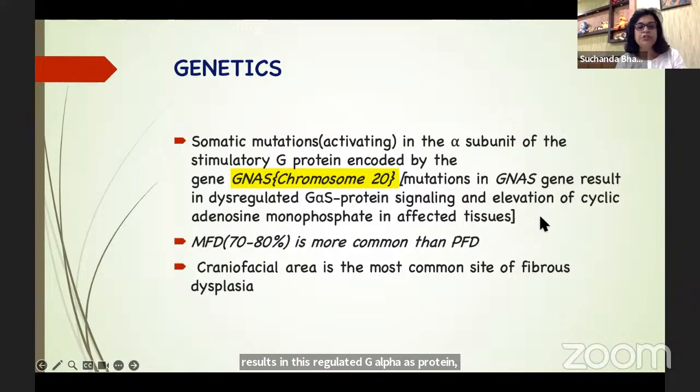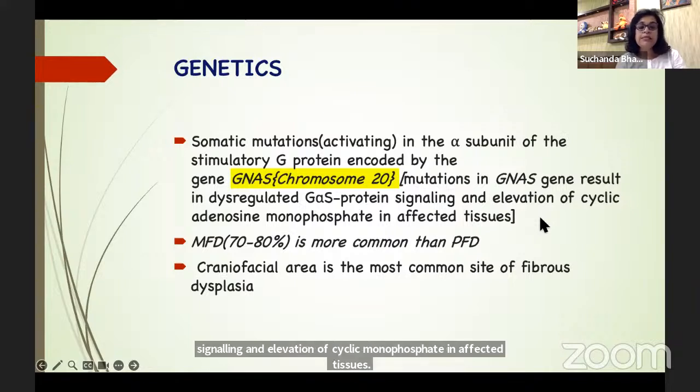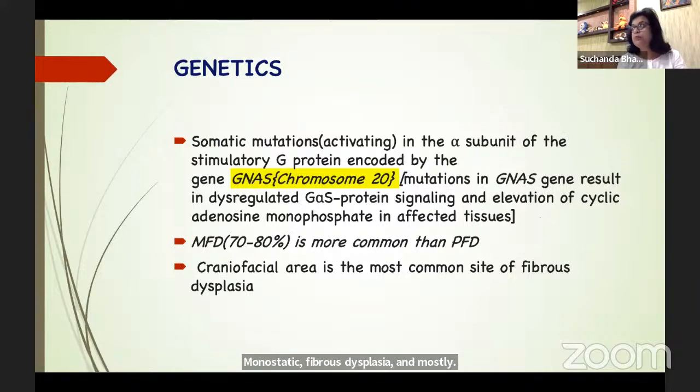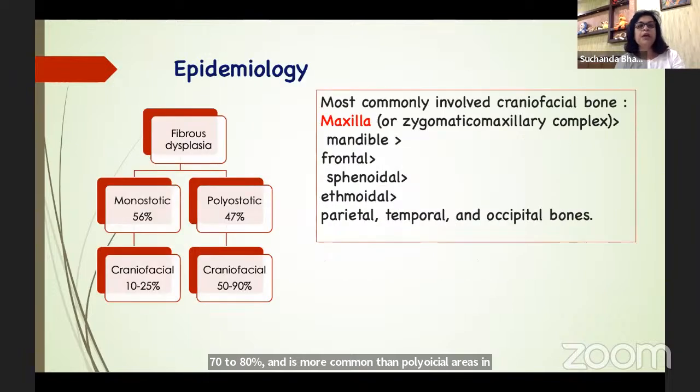Monostotic fibrous dysplasia is seen in mostly 70 to 80% and is more common than polyostotic. The craniofacial area is the most common site of fibrous dysplasia. If you look at it, it is monostotic or polyostotic, and in the monostotic variety craniofacial involvement is only 10 to 25%, while in the polyostotic variety it is 50 to 90%. The most common craniofacial bone involved is the maxilla or the zygomaticomaxillary complex, followed by the mandible.